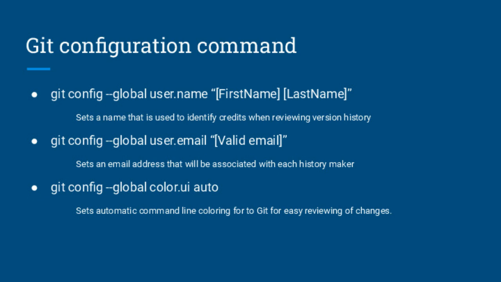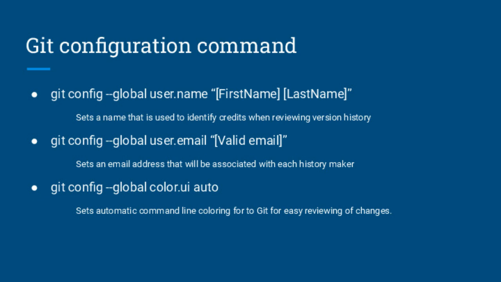Let's talk a little bit about Git configuration commands. We use git config --global user.name and we pass first name space last name in double quotes. This is going to set a name that is identifiable for credit when reviewing version history. We use git config --global user.email to set an email address that will be associated with each history marker. Then we use git config --global color.ui auto, which sets the automatic command line coloring for easy reviewing of changes.